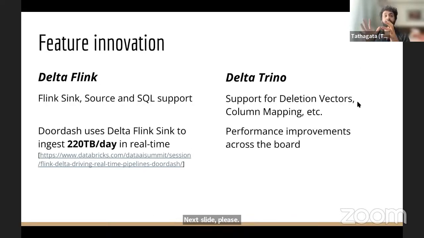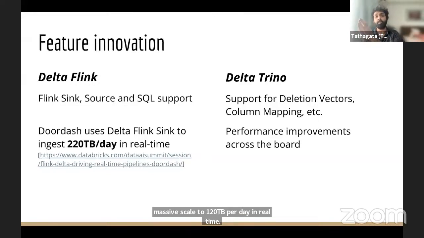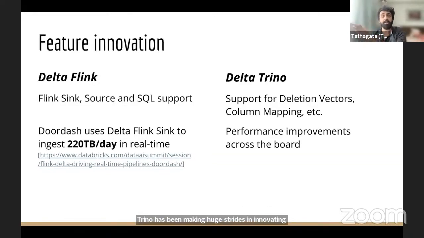I'll come to the deletion vector performance soon, but there has also been innovation going on outside Spark. There is Delta Flink, where we added Flink sink, source, and SQL support, which is being used at DoorDash at a very massive scale, 220 terabytes per day in real time. Trino has been making huge strides in innovating on the performance and the protocol support, deletion vectors, column mapping and stuff. Next slide, please.